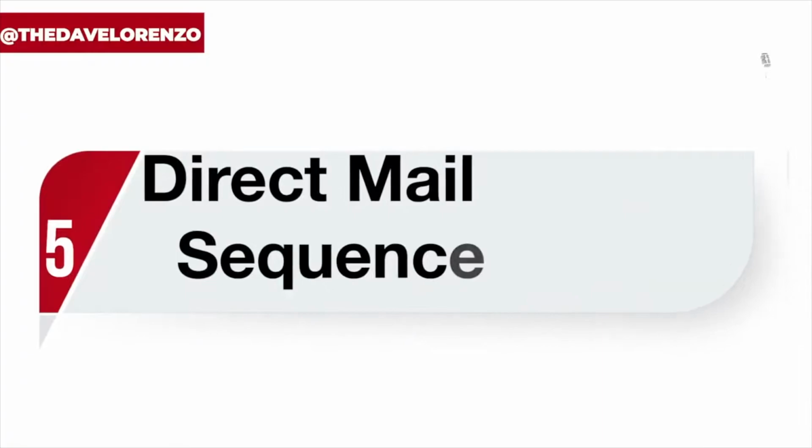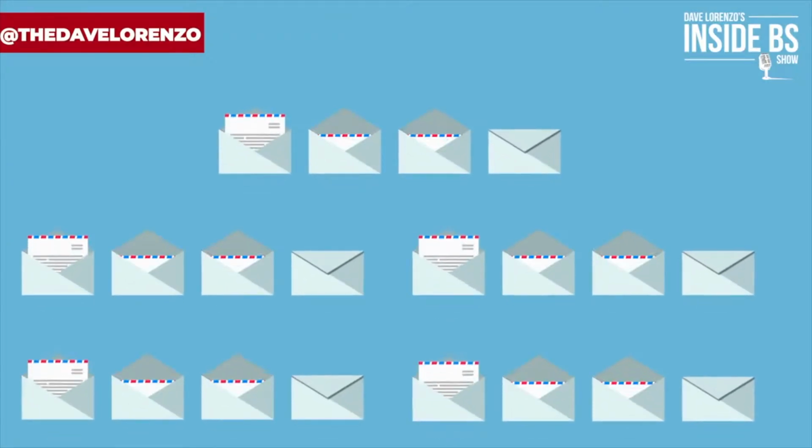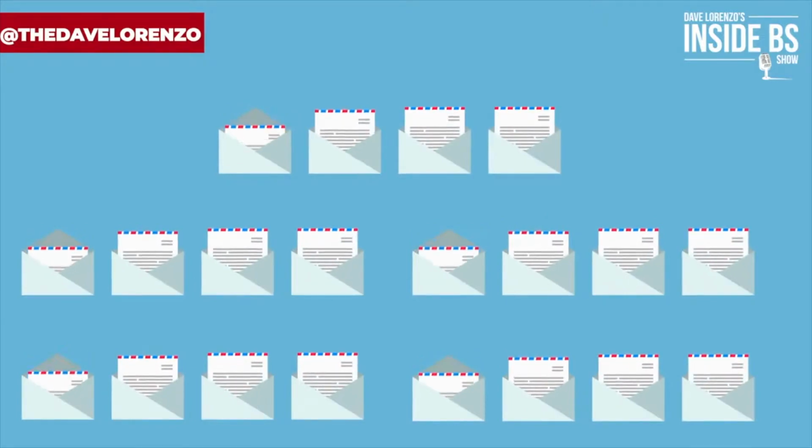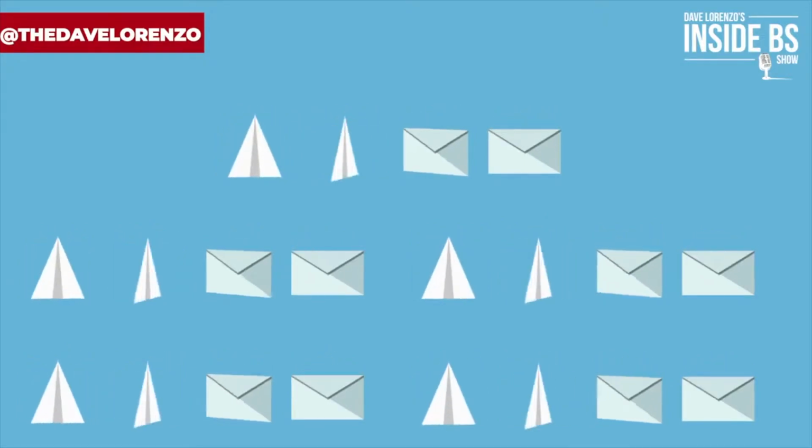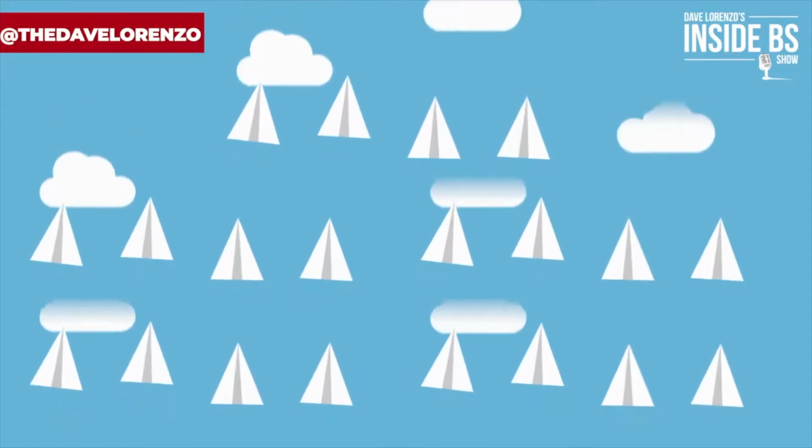Step number 5, a direct mail sequence. I want you sending 20 direct mail letters to people who are your ideal prospective clients each week. 20 a week, that'll make it 80 a month. But here's the thing. You're not going to send the letter one time. You're going to send the letter, wait 2 weeks, send it again. Wait 2 more weeks and send it again.